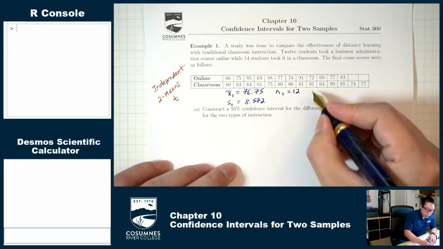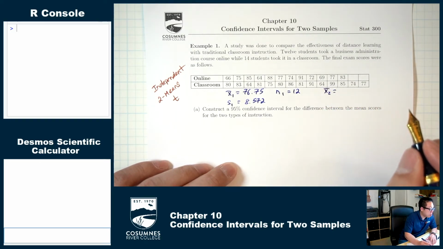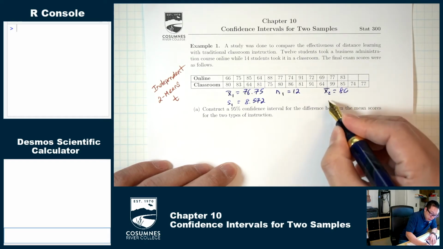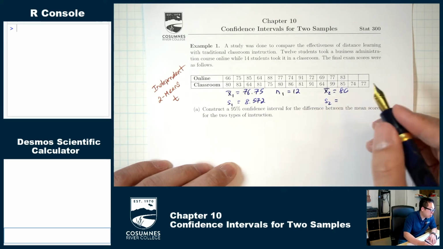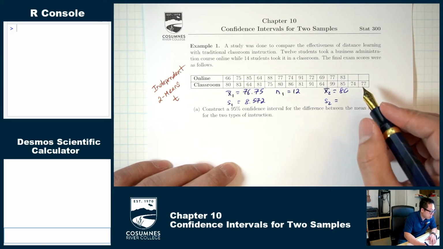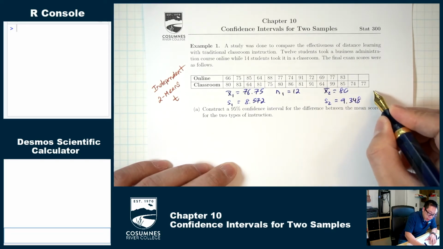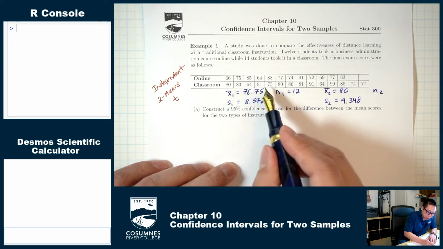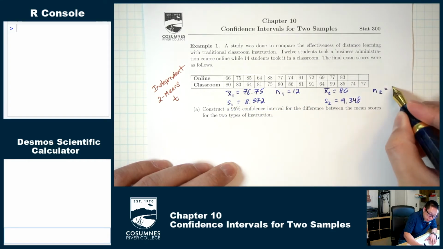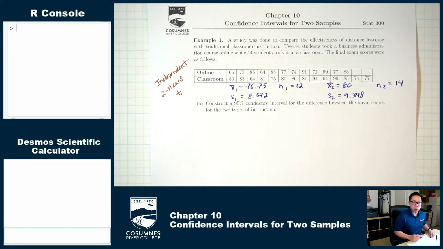And then for my x2 bar, that's the mean for classroom, it was 80. S2 is the standard deviation for classroom, rounded to 3 decimal places, is 9.348. And then n2, how many classroom students did I have? I think it's 14. And now we're ready to construct our confidence interval.